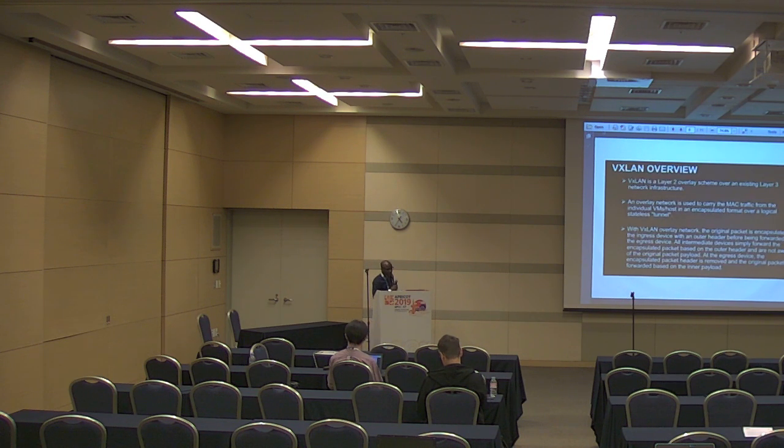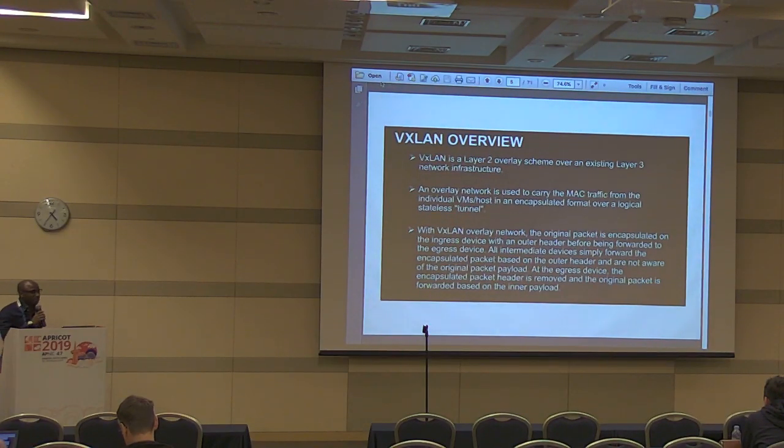So what is Vxlan? Vxlan is a layer 2 overlay scheme. It's one of the layer 2 overlay schemes that runs on existing layer 3 IP network infrastructure. The Vxlan overlay network is actually used to carry MAC traffic, Ethernet traffic.